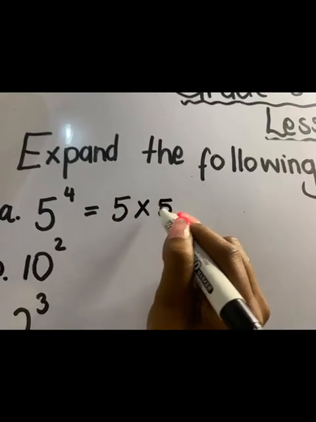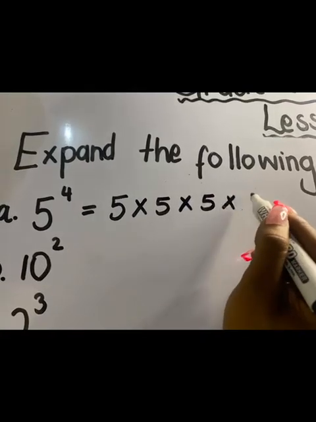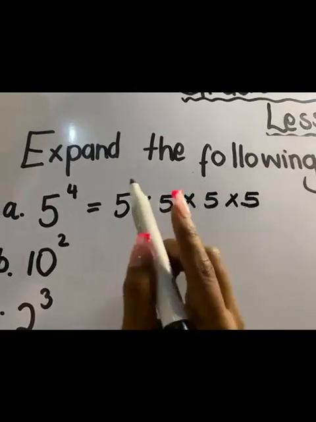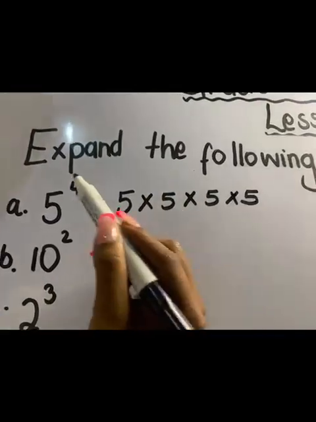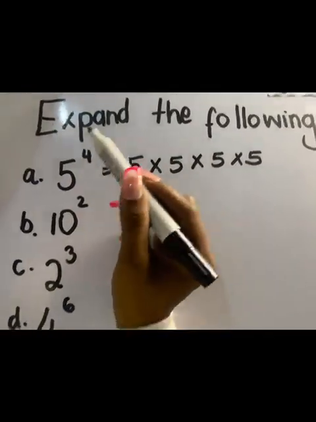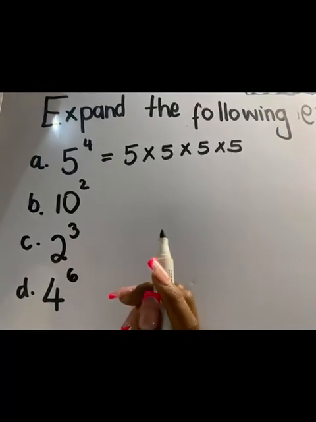So this is 1, 2, 3, and 4. So this is written in expanded form and this is written in exponential form. Now I want you to try these and I'm going to show the answers after.